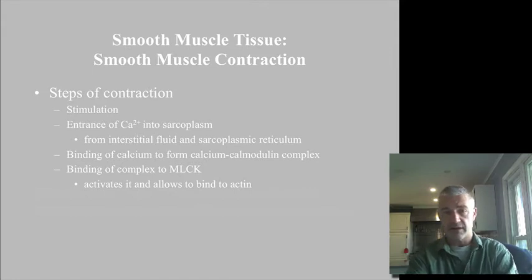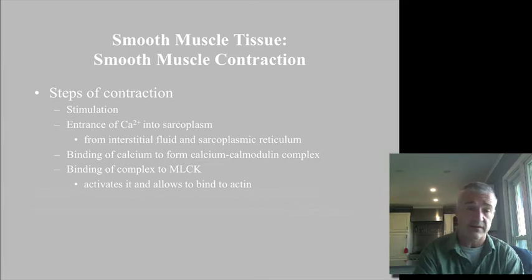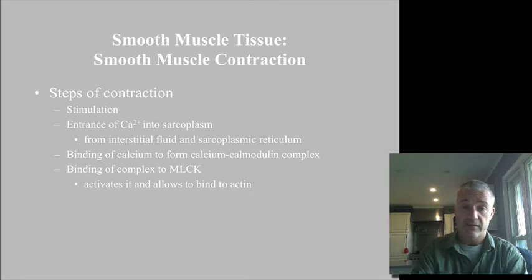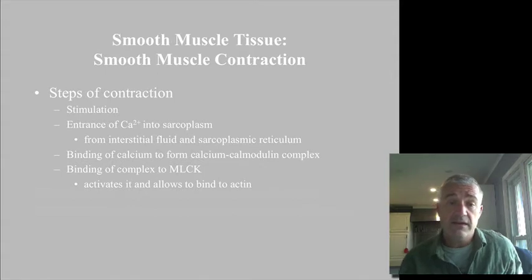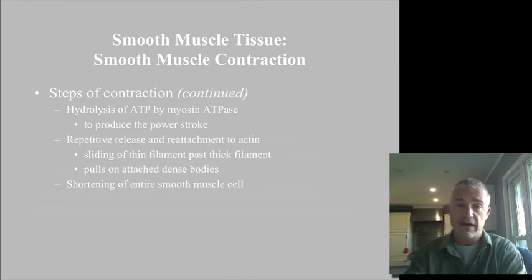So how it really works here, we're going to get stimulation of this muscle. When this happens, we are going to get gates opening up in the sarcoplasm as well as the sarcoplasmic reticulum that are going to let calcium ions flood out into the sarcoplasm. It is going to bind with that calmodulin, forming the calcium calmodulin complex. This can then bind to an inactive form of the myosin light chain kinase and activate it. When it binds to that, it can activate that ATPase, and we can start producing a power stroke. We're going to get that repetitive power stroke over and over again, sliding the filaments past one another, and we're going to shorten and narrow that entire smooth muscle cell.